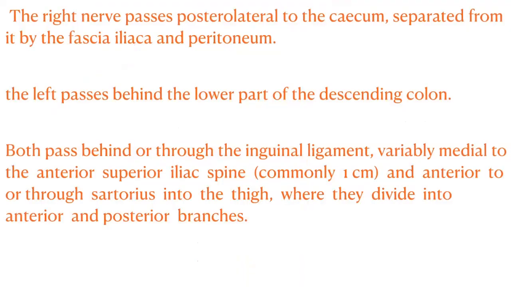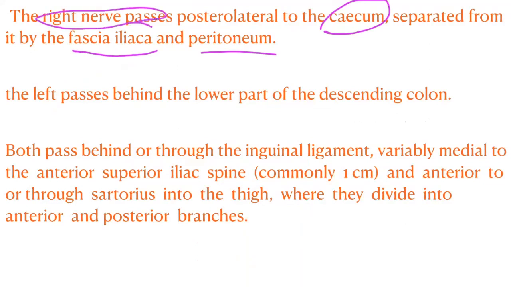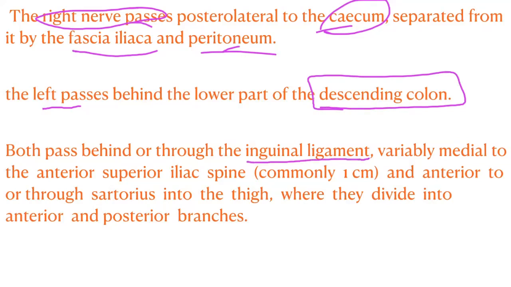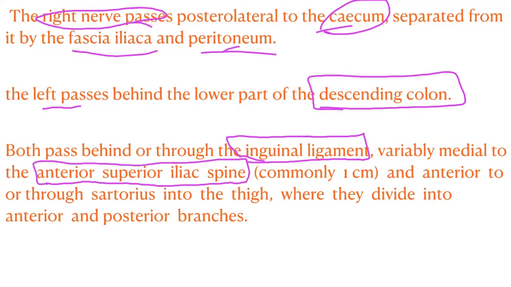The nerve passes posterolateral to the cecum, separated from it by the fascia iliaca and peritoneum. The right one, okay, the right one is related to the cecum and peritoneum. The left one passes behind the lower part of the descending colon. Right. Then both pass behind or through the inguinal ligament, variably medial to the anterior superior iliac spine. Okay, commonly 1 centimeter. Okay, this is very important.